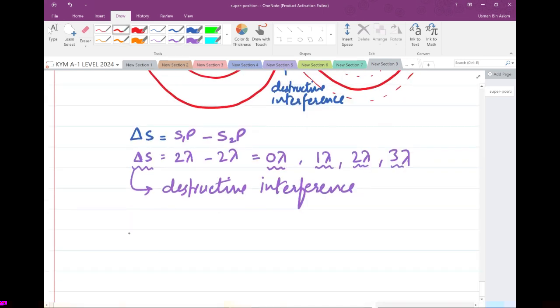So there are two formulas which we have already discussed. Delta S is equal to n lambda, and delta S is equal to (2n plus 1) times lambda by 2.